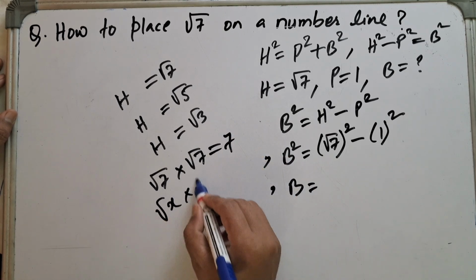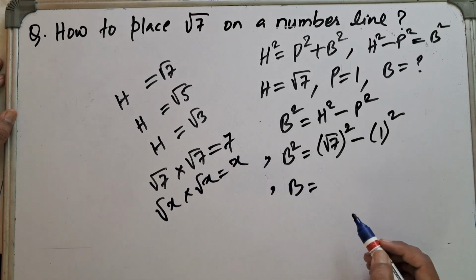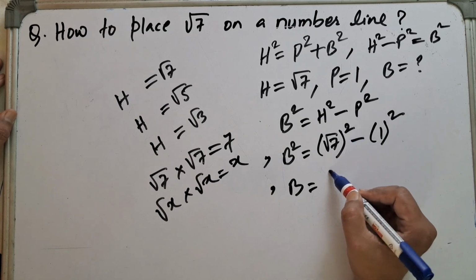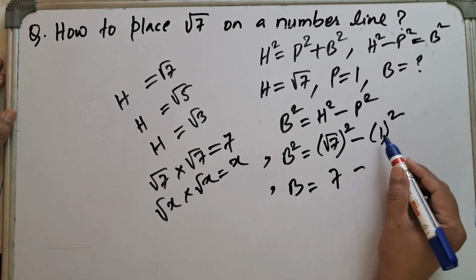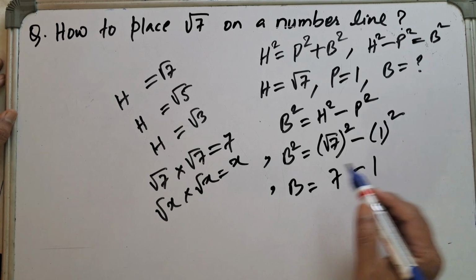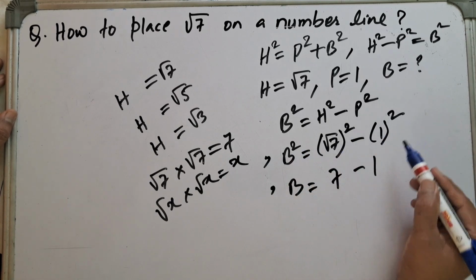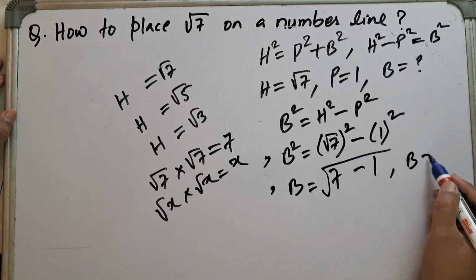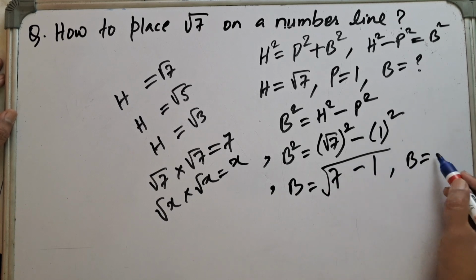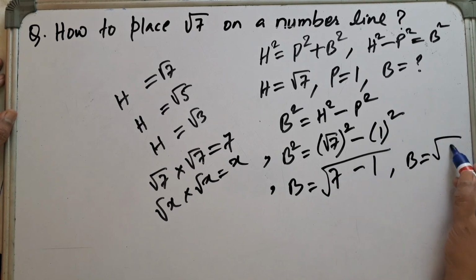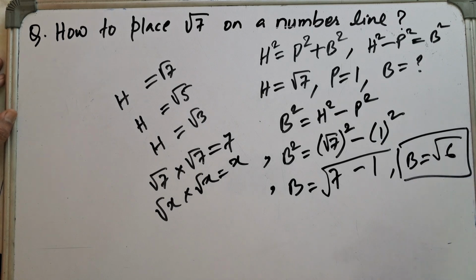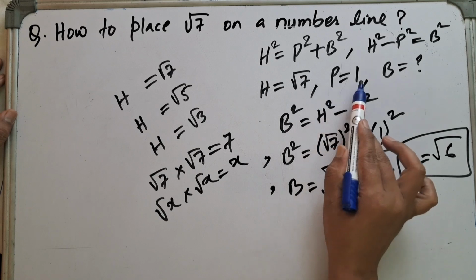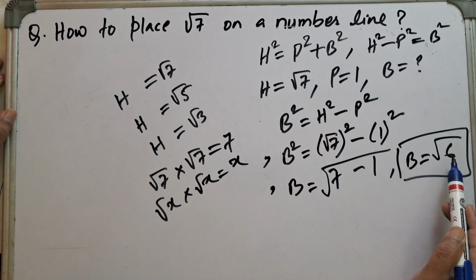Root x into root x equal to x, okay? Root 3 into root 3 equal to 3. So root 7 square means root 7 into root 7, that is 7, minus 1 square is 1 into 1, that is 1. So we take this square to the right hand side, becomes root under. So we got b equal to root 7 minus 1, that is root 6. We got base as root 6, okay?